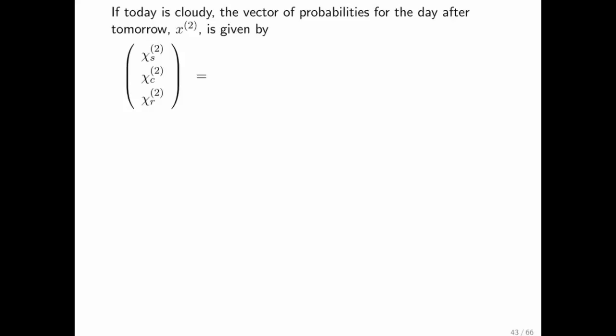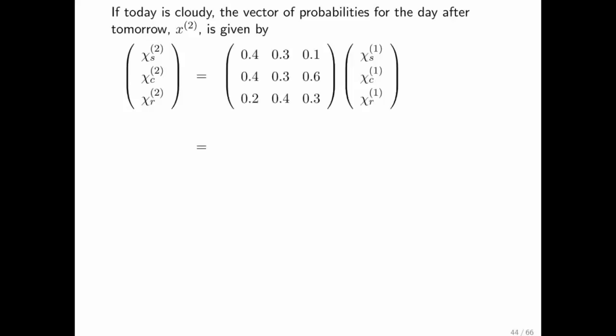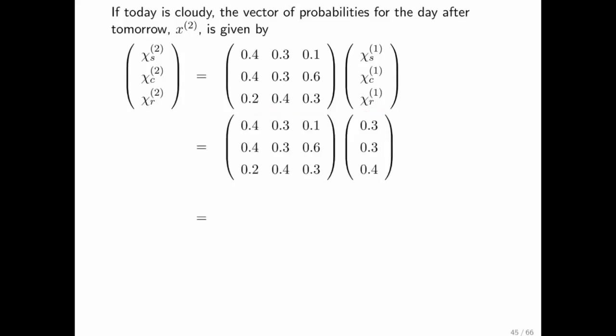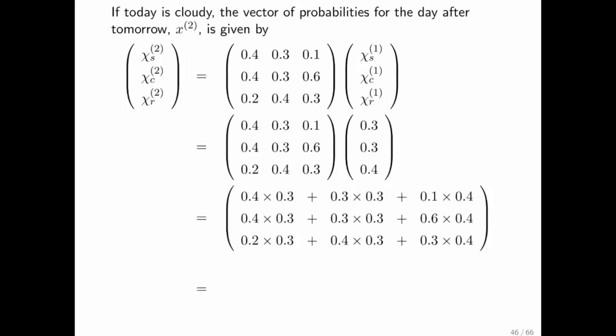If we now want to know what the probabilities will be for the day after tomorrow, all we need to do is take our transition matrix and multiply it times the vector that indicates the probabilities for tomorrow. We just calculated what that was, and when we multiply that out, we get the vector of probabilities for the day after tomorrow. And notice that this is a lot easier than writing out that tree that we would have had to write out otherwise.